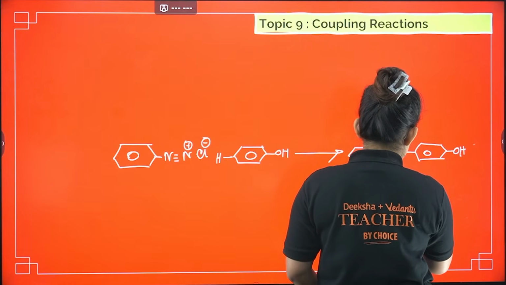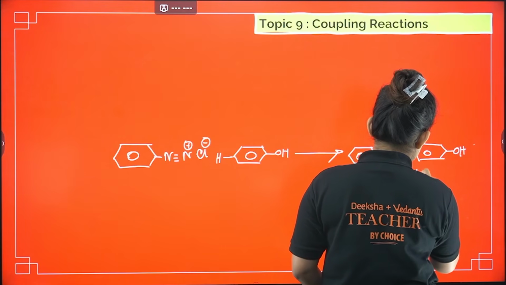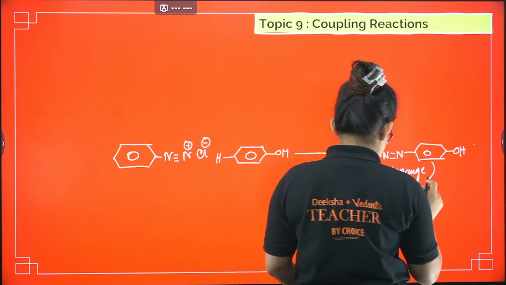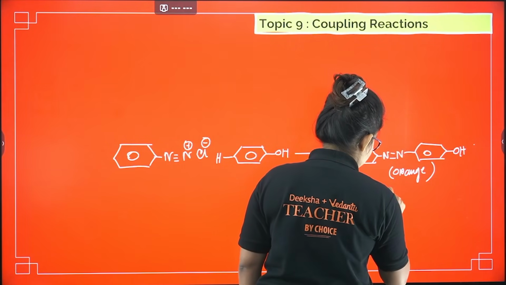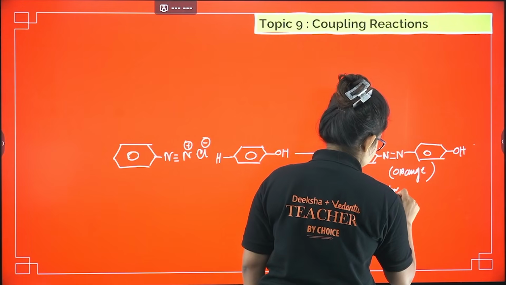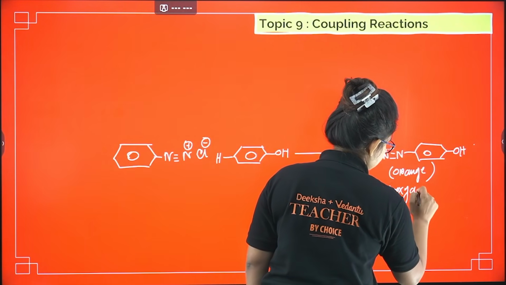So this is orange in color, and you can call it para-hydroxy azobenzene.